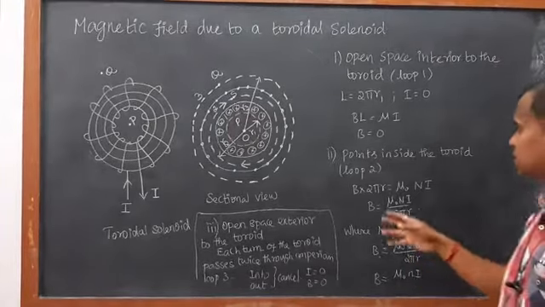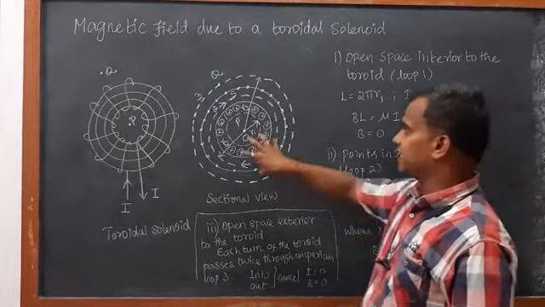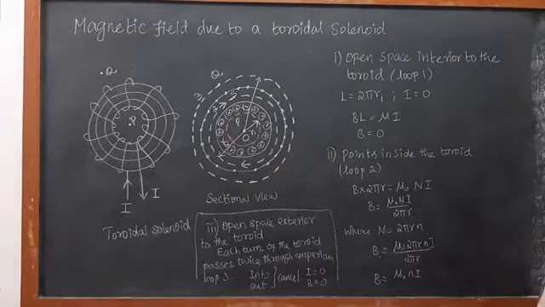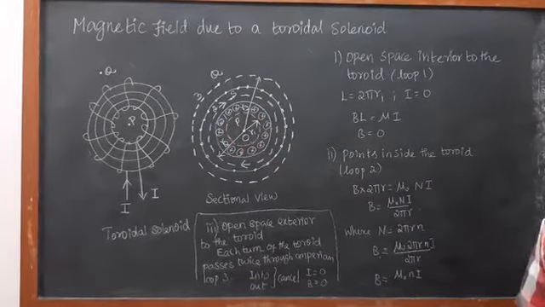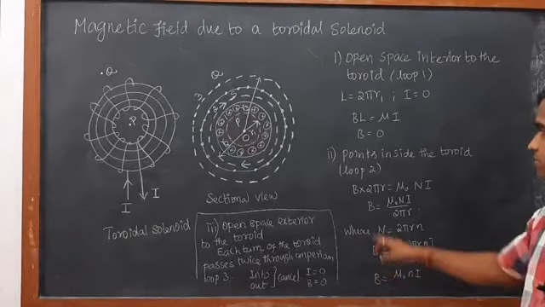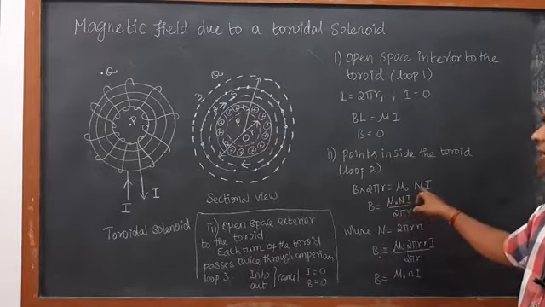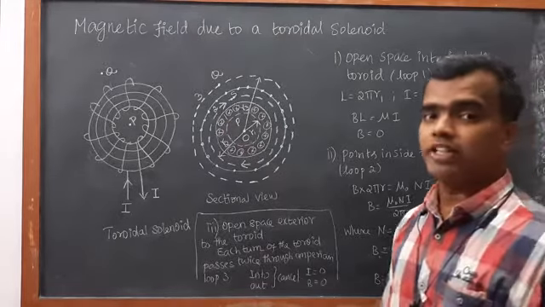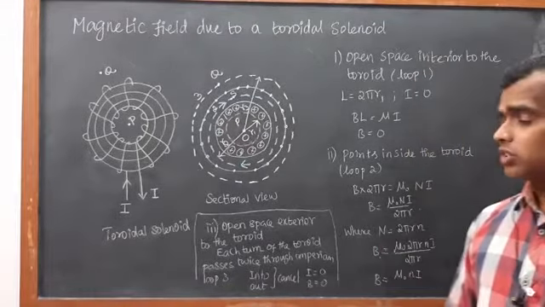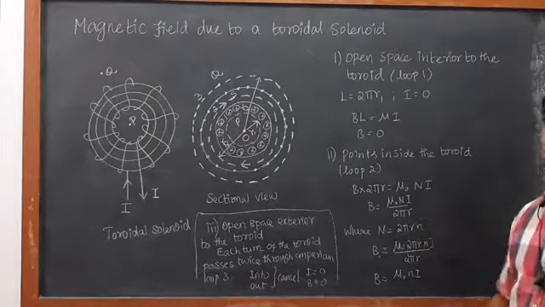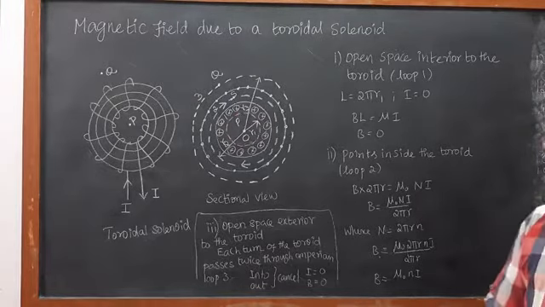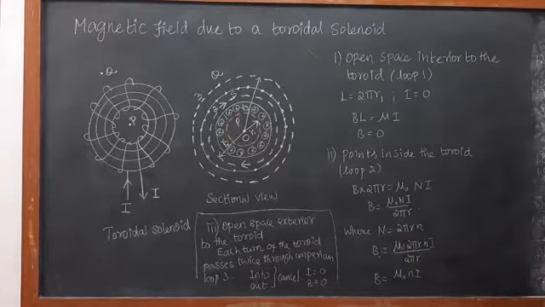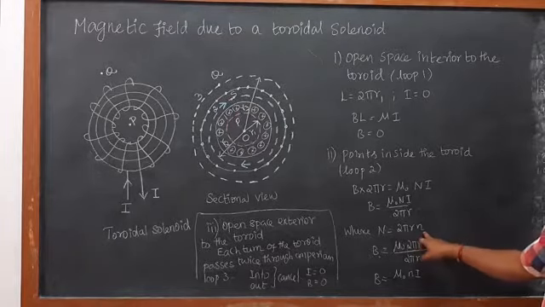And the second case, the points inside the toroid. Again we use the same rule, Ampere's circuital law: B into 2 pi r is equal to mu naught N I. Why do we need to use N here? Yes, of course, we have the number of turns in the solenoid. So here I have included N, the number of turns. What is the number of turns? This N is 2 pi r times small n, right?